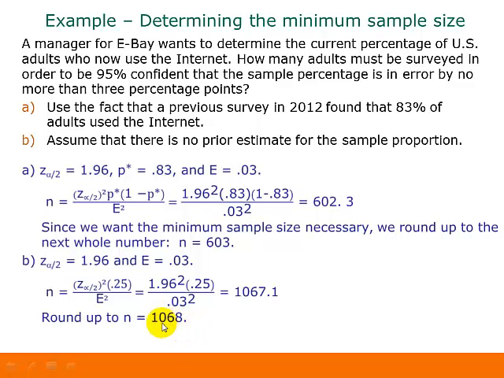Notice how much bigger this minimum sample size is than the one we got from using the prior estimate. That's what I meant about this being the most conservative way to do these problems. It gives us the biggest sample size.